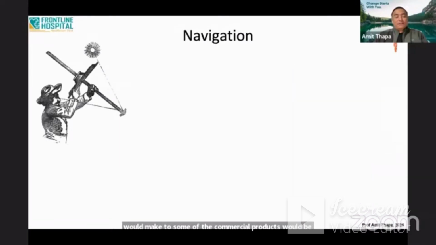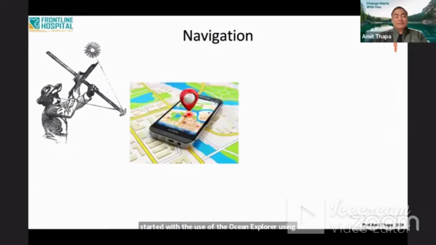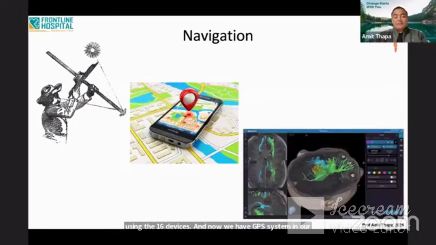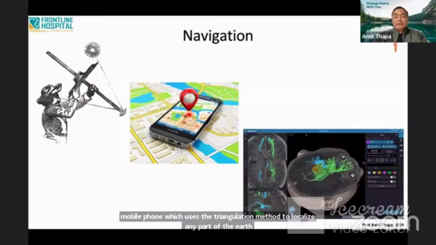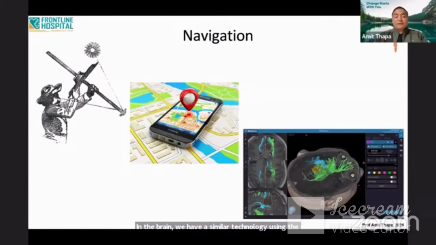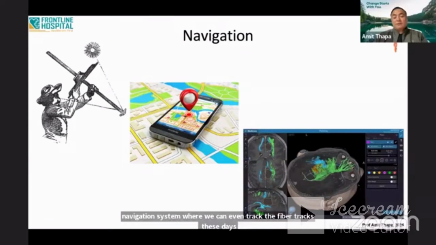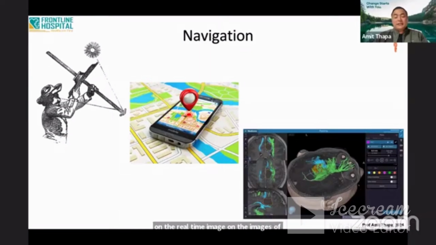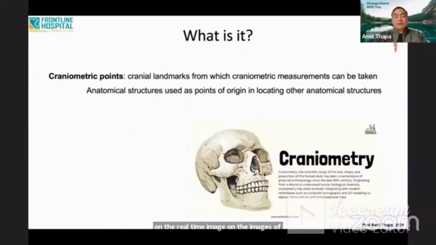Well, we all know that navigation actually started with the ocean explorers using the Polar Star as well as the sun as coordinates, using sextant devices. And now we have a GPS system in our mobile phone, which uses the triangulation method to localize any part of the Earth. In the brain, we have similar technology using the navigation system, where we can even track the fiber tracts these days on the real-time images of the patient, on the patient's head, as we are operating on the patient.